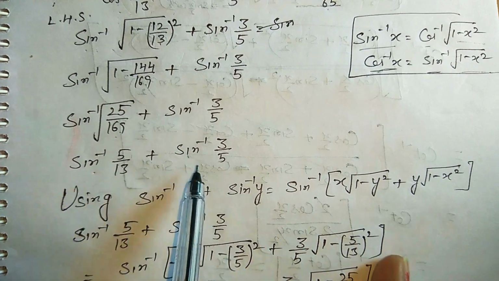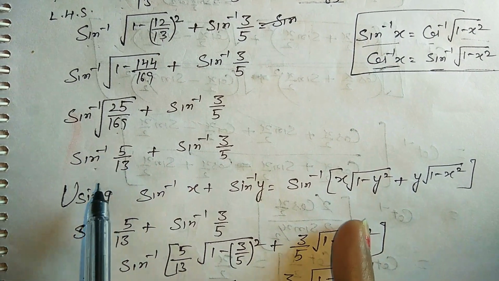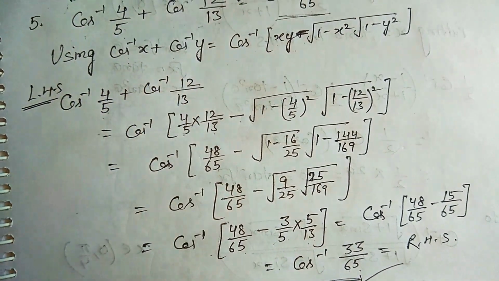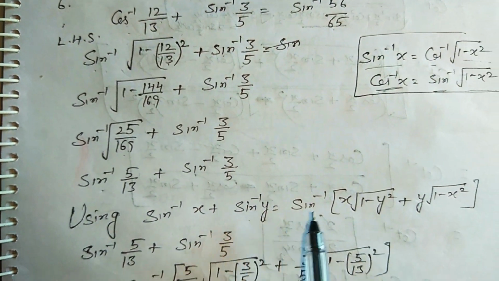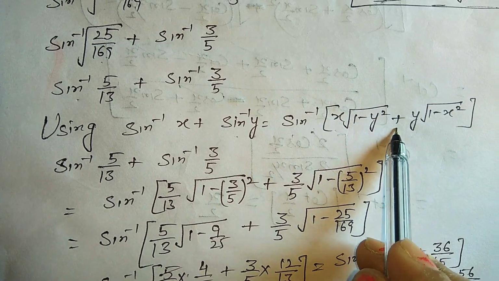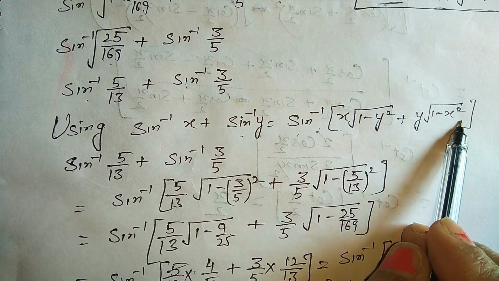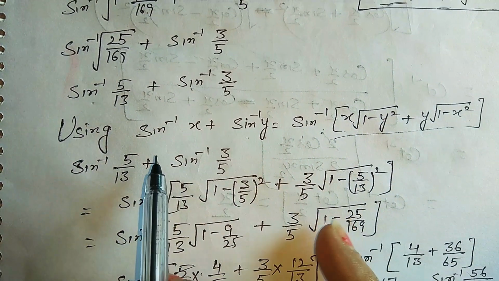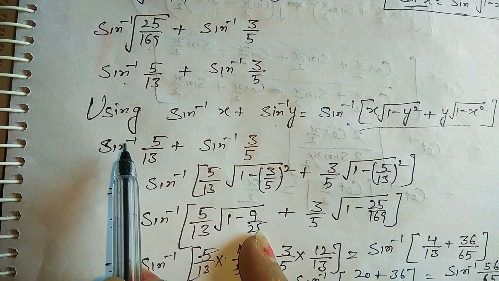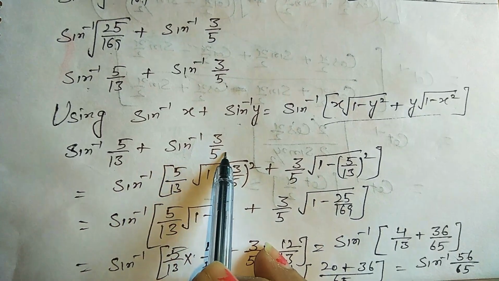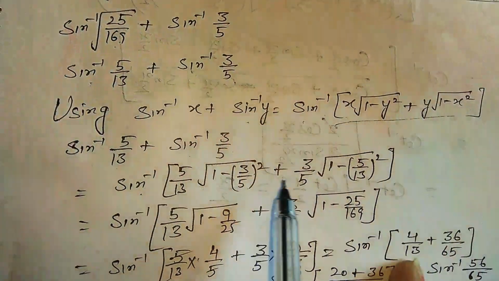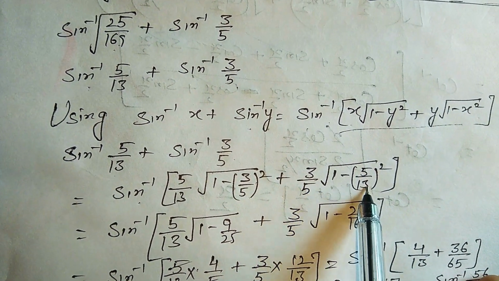So sin inverse x plus sin inverse y. Just as we read the formula for cos inverse x plus cos inverse y, similarly the formula for sin inverse x plus sin inverse y is sin inverse of x into square root of 1 minus y square plus y into square root of 1 minus x square. This formula. Okay, so if we want to change these two sin inverse into a single sin inverse, we can use sin inverse x plus sin inverse y as sin inverse of x into square root of 1 minus y square plus y into square root of 1 minus x square.